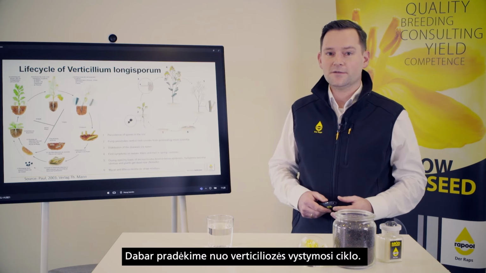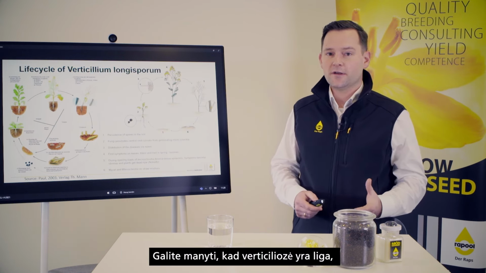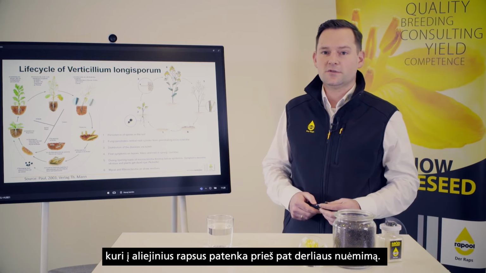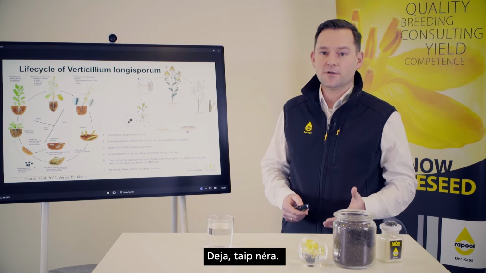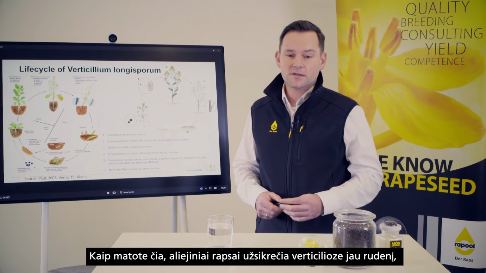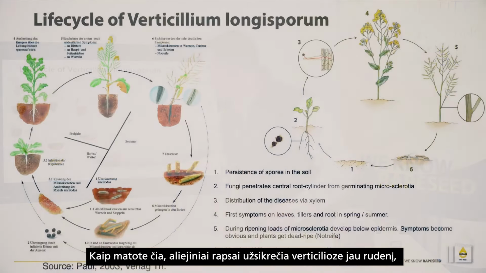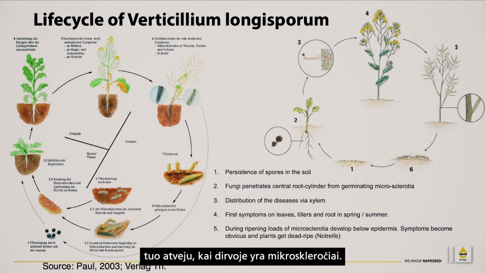Now, coming to the life cycle of verticillium, you could think verticillium is a disease that steps into our oilseed rape just short before harvest, but that is not the case, unfortunately. Verticillium, as you can see here, starts to infect our oilseed rape already in autumn. So we have the microsclerotia in our soils. They can stay alive in the soil up to 8 years already.